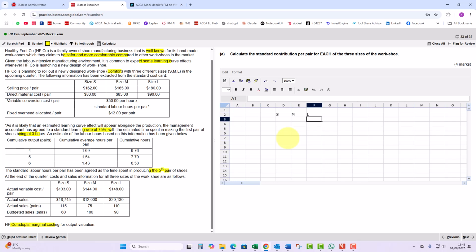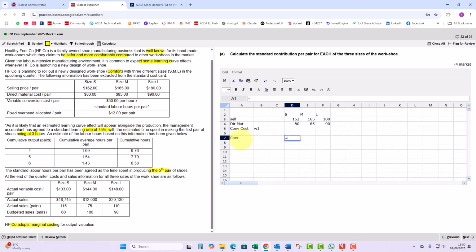So we've got our 3 sizes, small, medium, large. I'm always a fan of using shorthand or abbreviated terminology in a spreadsheet, as long as it's clear what we're talking about. There's no point writing extremely long row titles here. So for small, the selling price is 162, 165, and then 180. And then direct materials, I'm going to take from the table here. I'm going to use a negative figure because then I can use my sum function. And then the conversion cost per pair, that's going to be a side working.